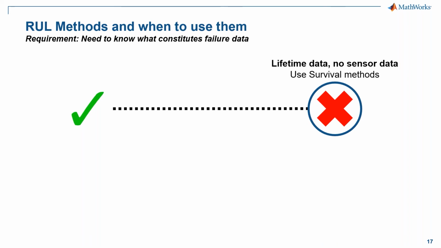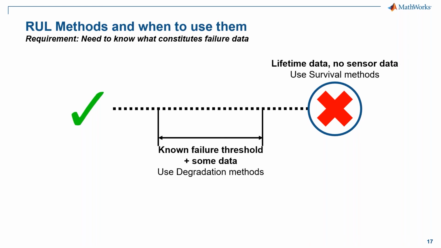Say we have no sensors at all. Instead, we know how long the system lasted, and we might have some operating conditions or things of that nature, but no sensor data. Now we can still work with this as long as we have a sufficient number of devices that have run. And if we just have that lifetime data, we would use something called survival methods.